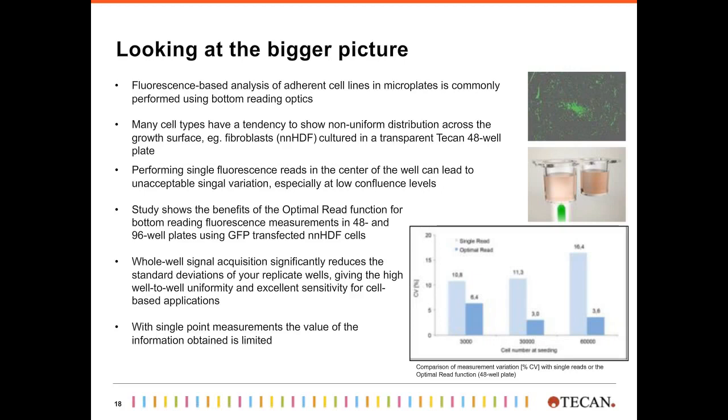And we showed in that application note that in 84, but also in 96 well plates, the CV of your signal dramatically drops as soon as you use optimal read instead of single read. And that, of course, directly correlates with a very high well-to-well uniformity and an excellent sensitivity for cell-based assays as soon as you make sure to analyze the whole well area and not just a small part in the middle.